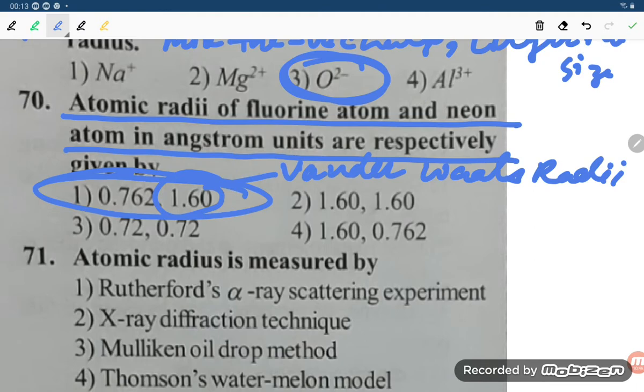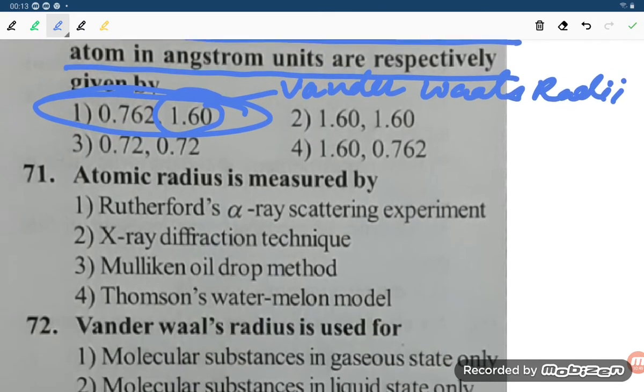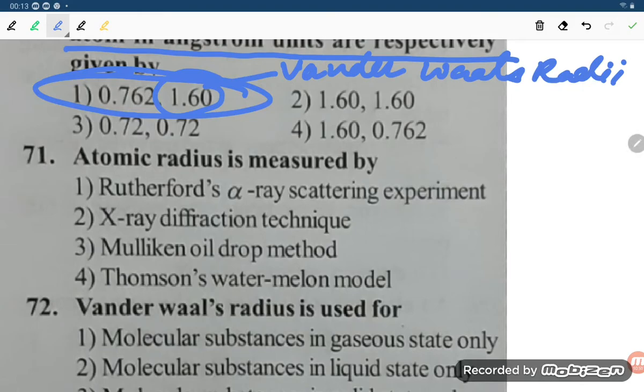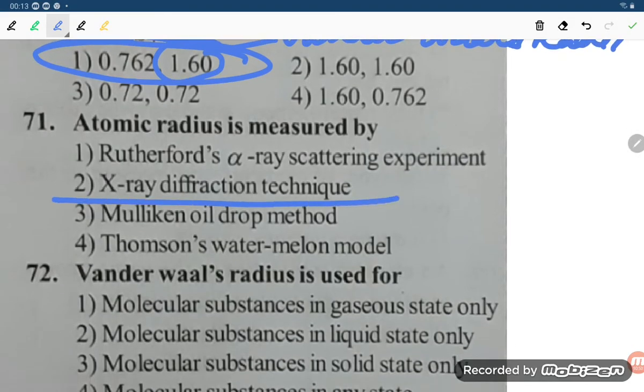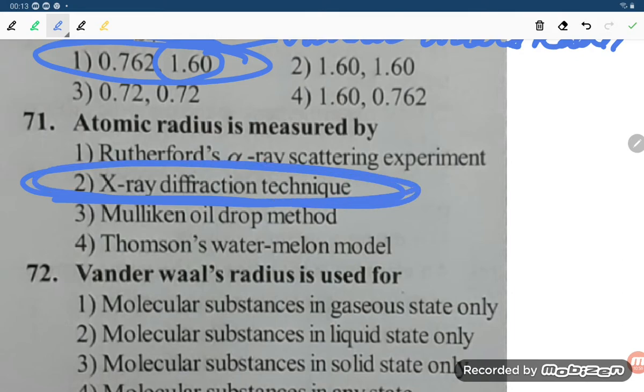Okay, so atomic radii. The correct option is option number 1, student. Next one: atomic radius is measured by the X-ray diffraction technique, student. With the help of the X-ray diffraction technique, we measure the atomic radii.